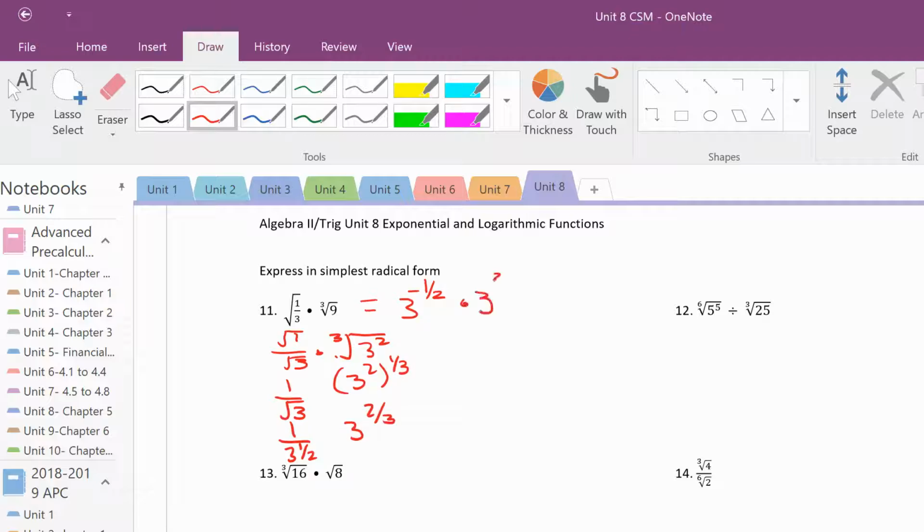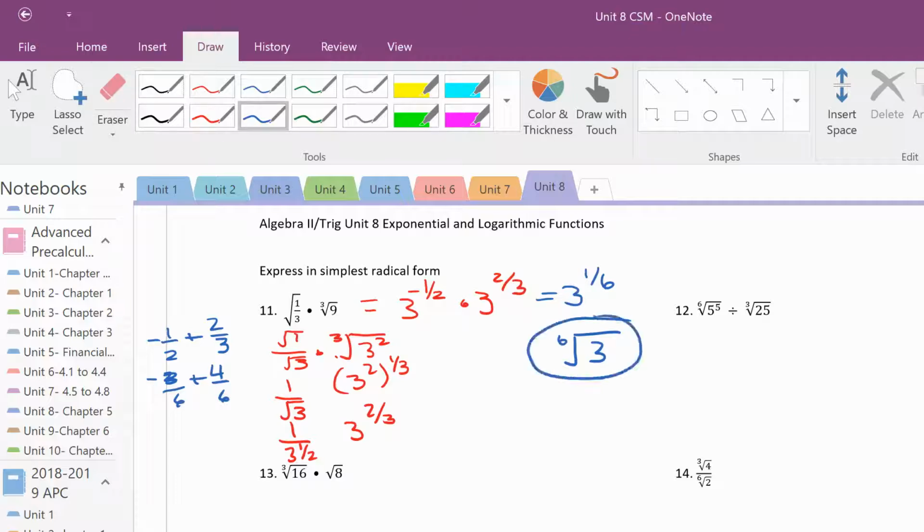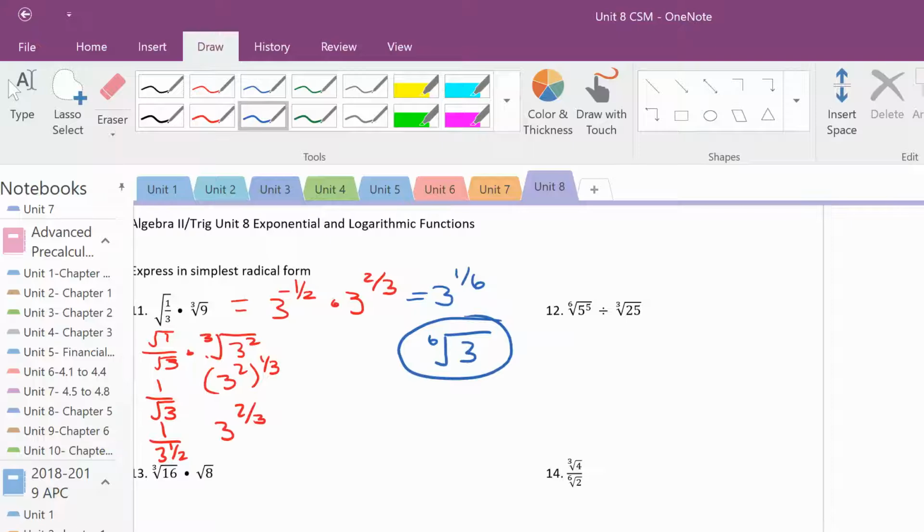So you have 3 to the negative 1/2 times 3 to the 2/3. Well, negative 1/2 plus 2/3, because remember, when you multiply, you add the exponents. So you get negative 3/6 plus 4/6. So basically, it's equal to 3 to the 1/6. And 3 to the 1/6 is the 6th root of 3. Final answer.